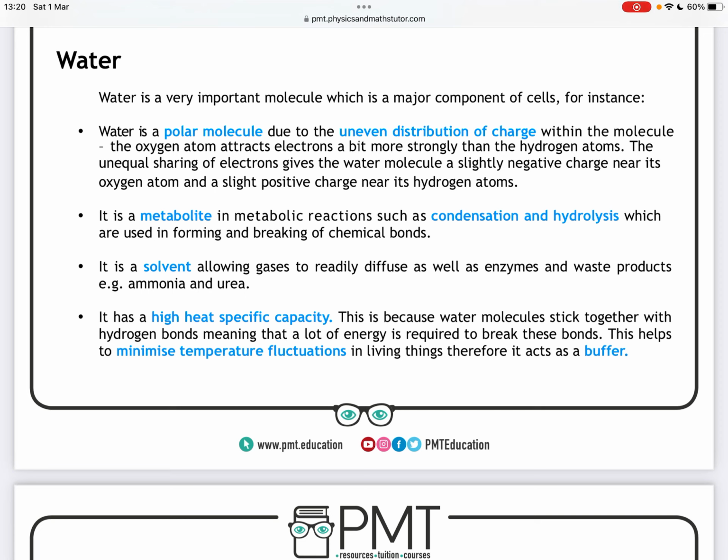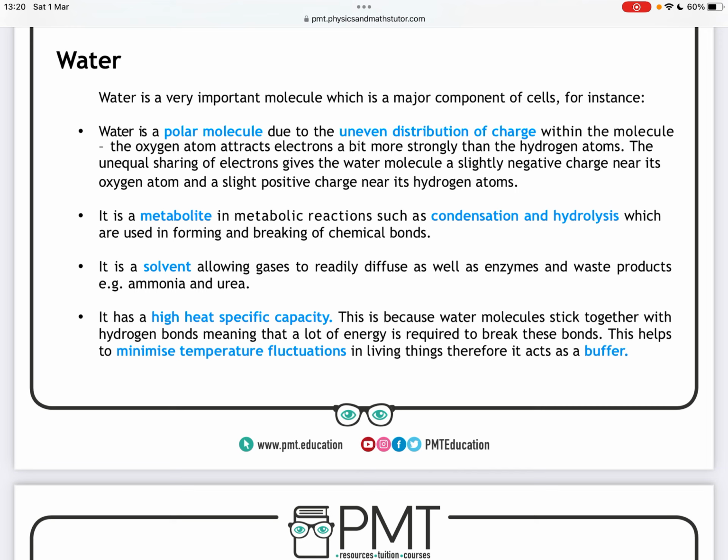Also, water is a metabolite in metabolic reactions such as condensation and hydrolysis, which are used in forming and breaking of chemical bonds. If you do not know about them, please go check the other video. Where condensation is for joining, hydrolysis is for breaking. That's a quick introduction about them. Water is also a solvent, allowing gases to readily diffuse, as well as enzymes and waste products, for example ammonia and urea. Also, water has a high specific heat capacity.